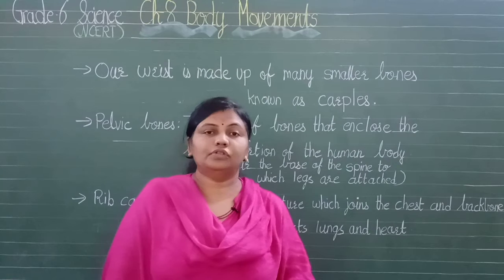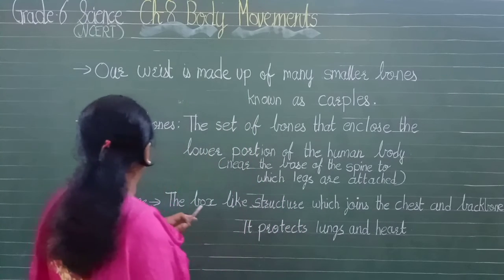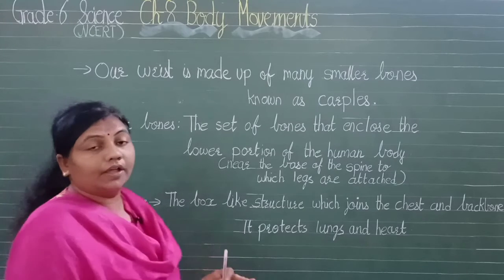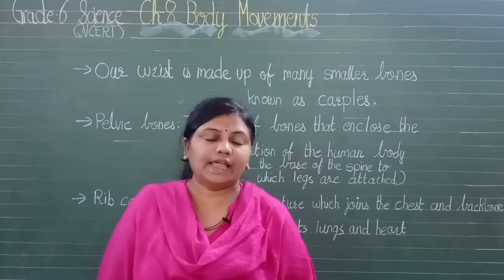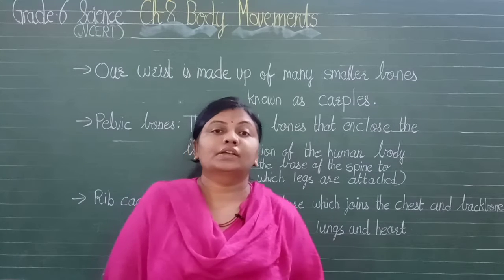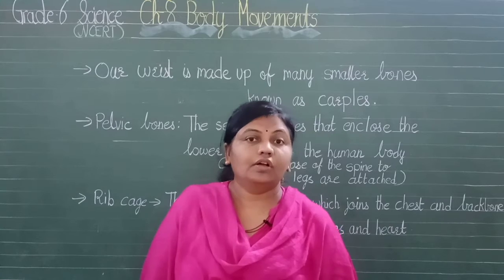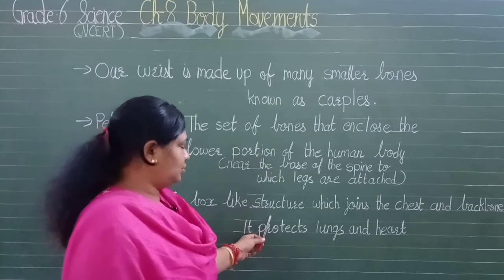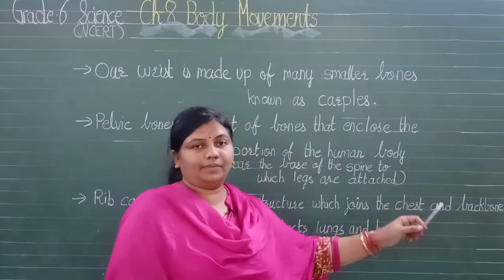Due to pelvic bones only we can sit properly, isn't it? Okay. Now rib cage. Yes, you have learned that skeleton. Our human body is made from a skeleton, a framework of bones, isn't it? That is a skeleton. Now rib cage is a part of it. What is a rib cage? It is the box-like structure which joins the chest and backbone.